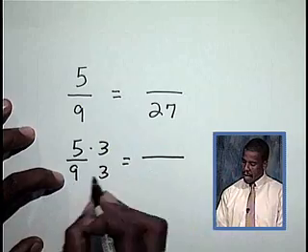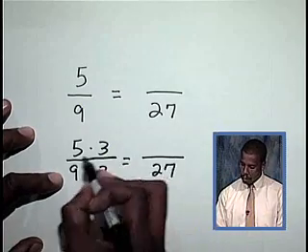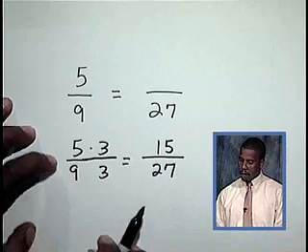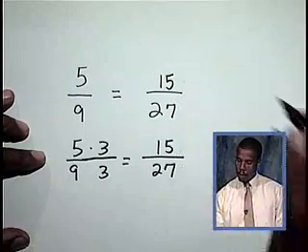In the denominator, 9 times 3 gives us 27. In the numerator, 5 times 3 gives us 15. That tells us that the fraction 5 over 9 is equivalent to the fraction 15 over 27. Let's try another one.